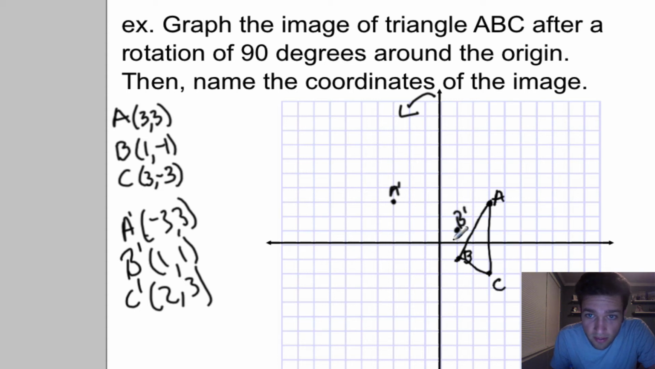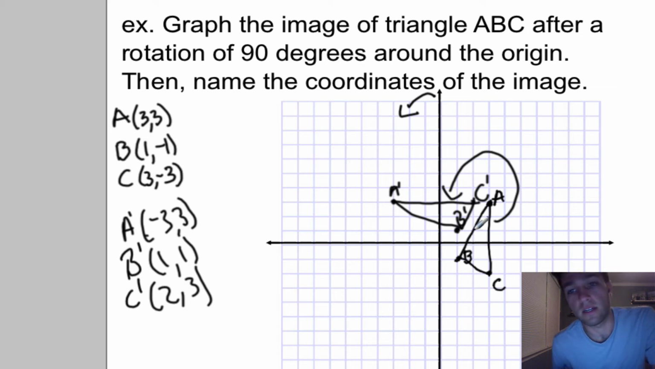And C prime is now at (1, 2), (1, 2, 3, 2, 3). Connect them, and now you have triangle ABC rotated 90 degrees counterclockwise to get triangle A prime, B prime, C prime. I've named the new coordinates of the image just like the directions asked me to do. And that's all there is to a rotation.